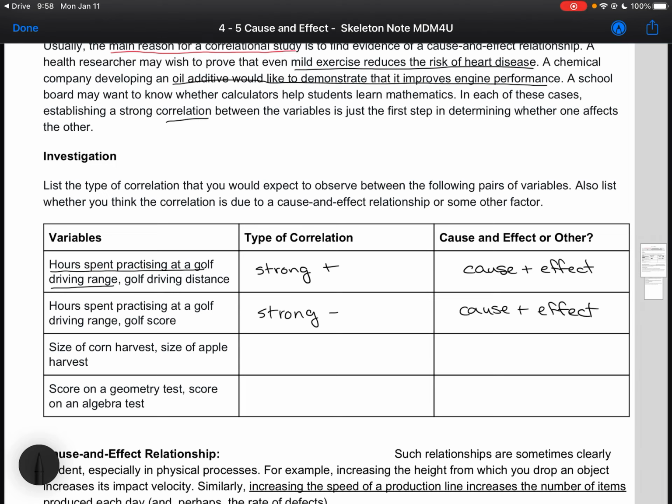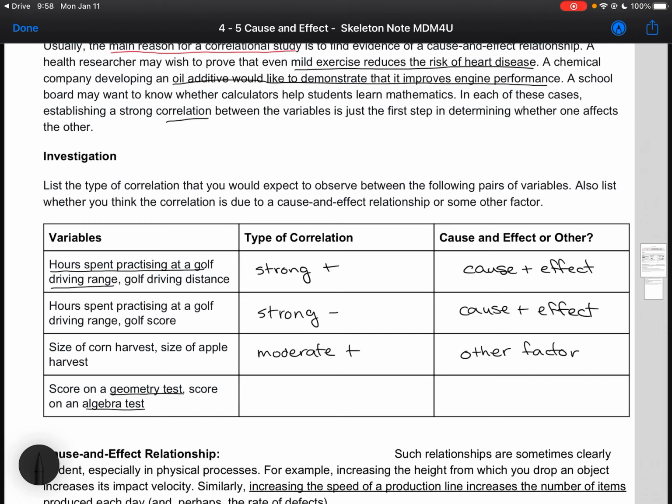The third pair of variables that we have here are the size of the corn harvest, the size of the apple harvest. I mean, they're probably correlated because good growing seasons would probably generate a good harvest in multiple crops, but they're probably not a cause and effect relationship. They're probably determined by an external variable.